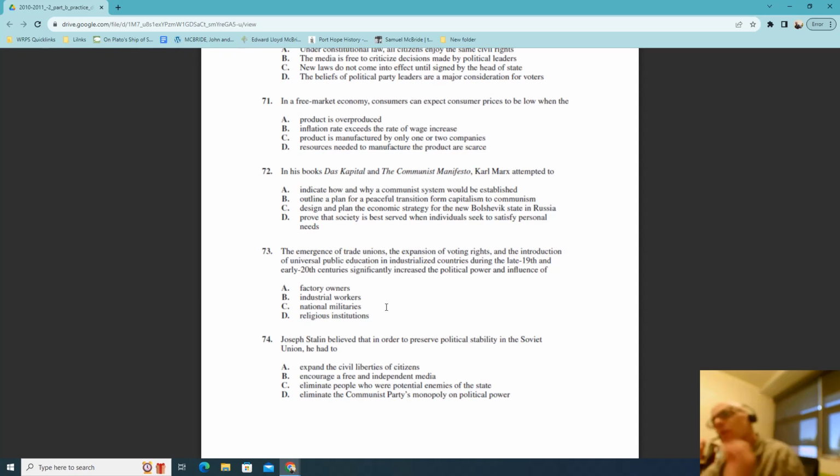I don't see anything there about religion. Get rid of that. I don't see anything there about, we really need our military. Get rid of that. Now, if unions have rights, then why would it be the owners of the factories? And when we expand the rights of voting, we expand it from just the wealthy to all men and then all women, right? So as we expand it, it's more and more the workers getting rights. So it's going to be B.